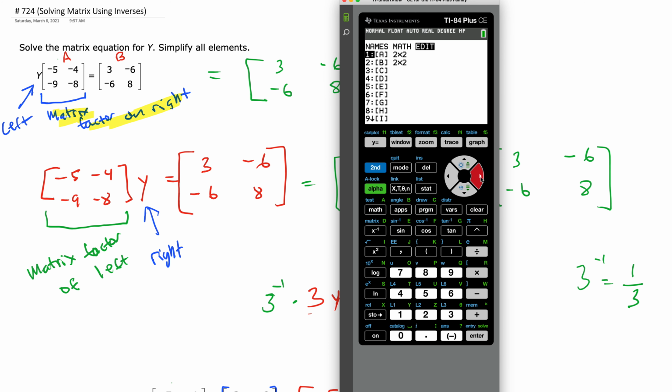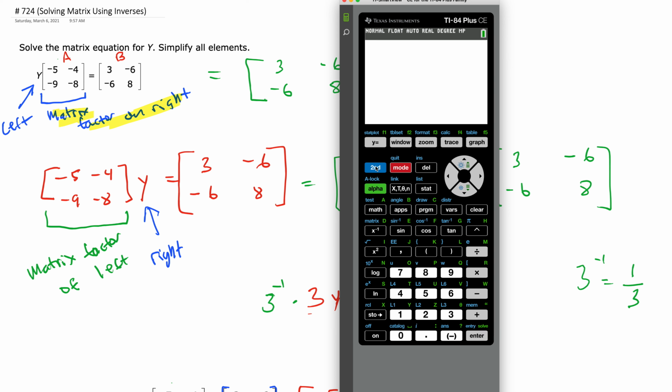So matrix A is 2 by 2, and it's going to be -5, -4, -9, and -8. Okay, that's matrix A.